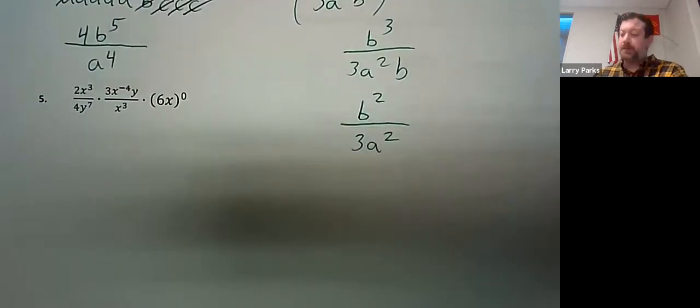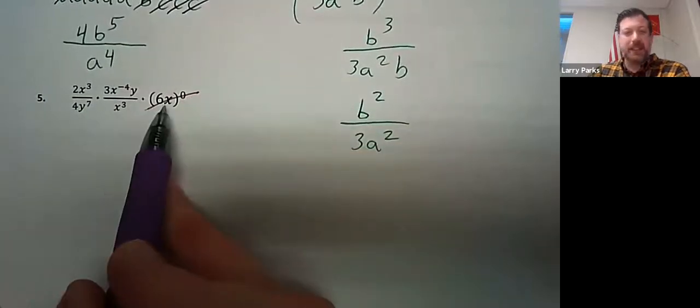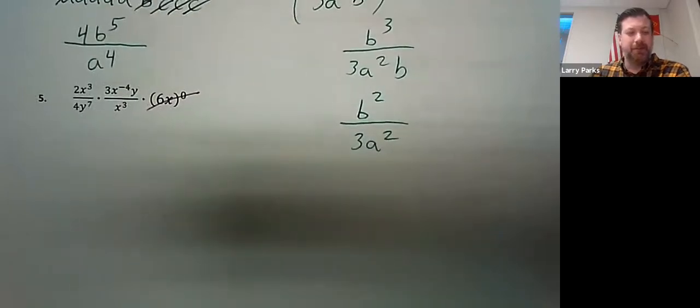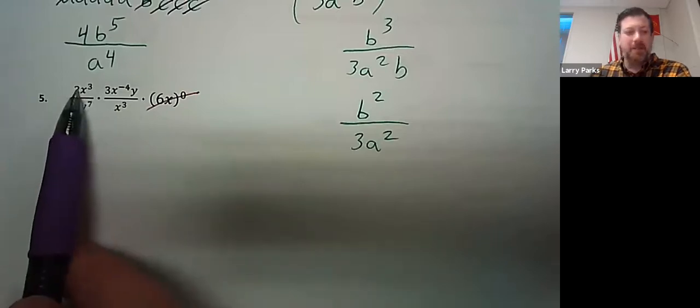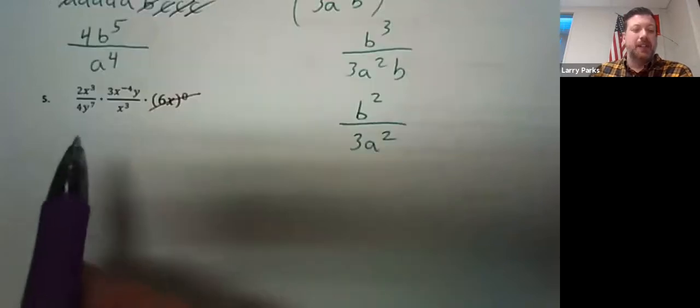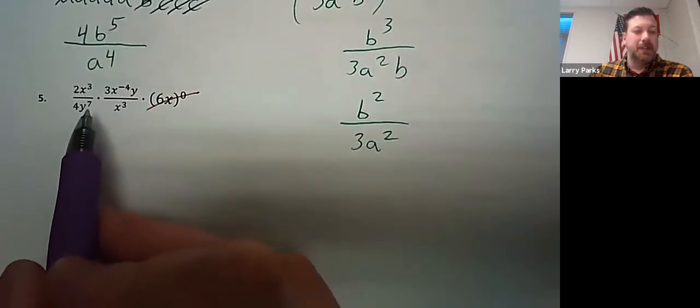On this one, I notice I have to the 0 power, so I'm going to cross that off. Because anything to the 0 is 1, and anything times 1 is itself. What else can I do? There's multiple ways to do this problem. Trying to decide which way I want to go. Let's see. I think I might just bring this down.